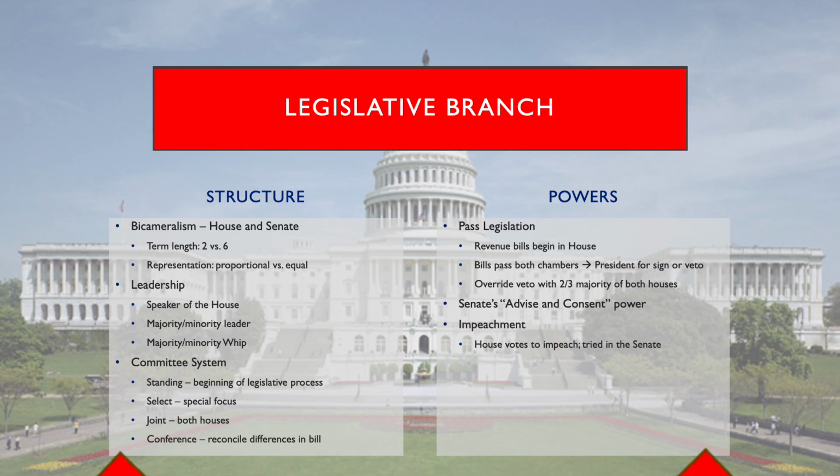There's also the power of impeachment. The House votes to impeach, right? Those impeachment trials are then tried in the Senate. This is also a specific power that Congress has.